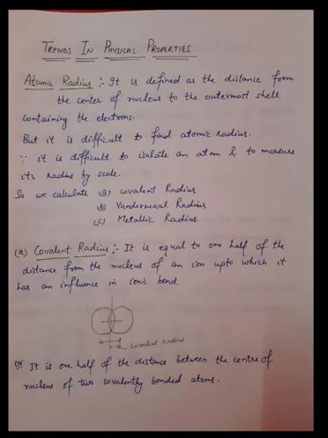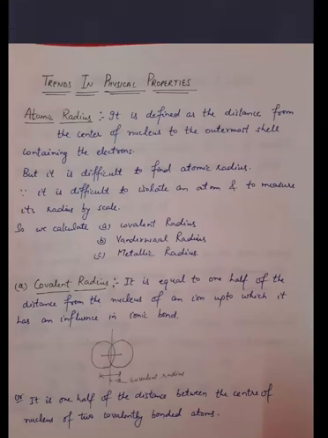Van der Waals radius, and metallic radius. First of all, covalent radius. It is equal to one half of the distance between the nuclei of two covalently bonded atoms. Like I have drawn, these are two covalently bonded atoms. It is one half of the distance between the centers of the nuclei of two covalently bonded atoms. So this is covalent radius. You can say bond length divided by 2 is equal to covalent radius.